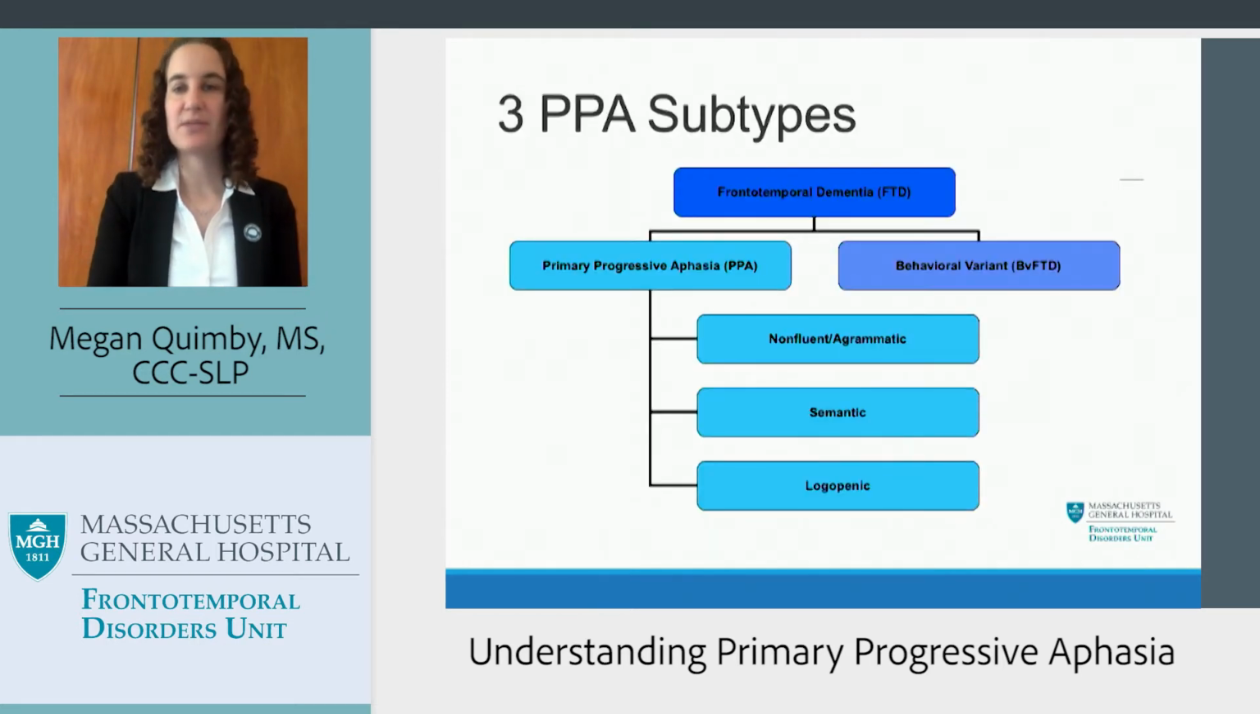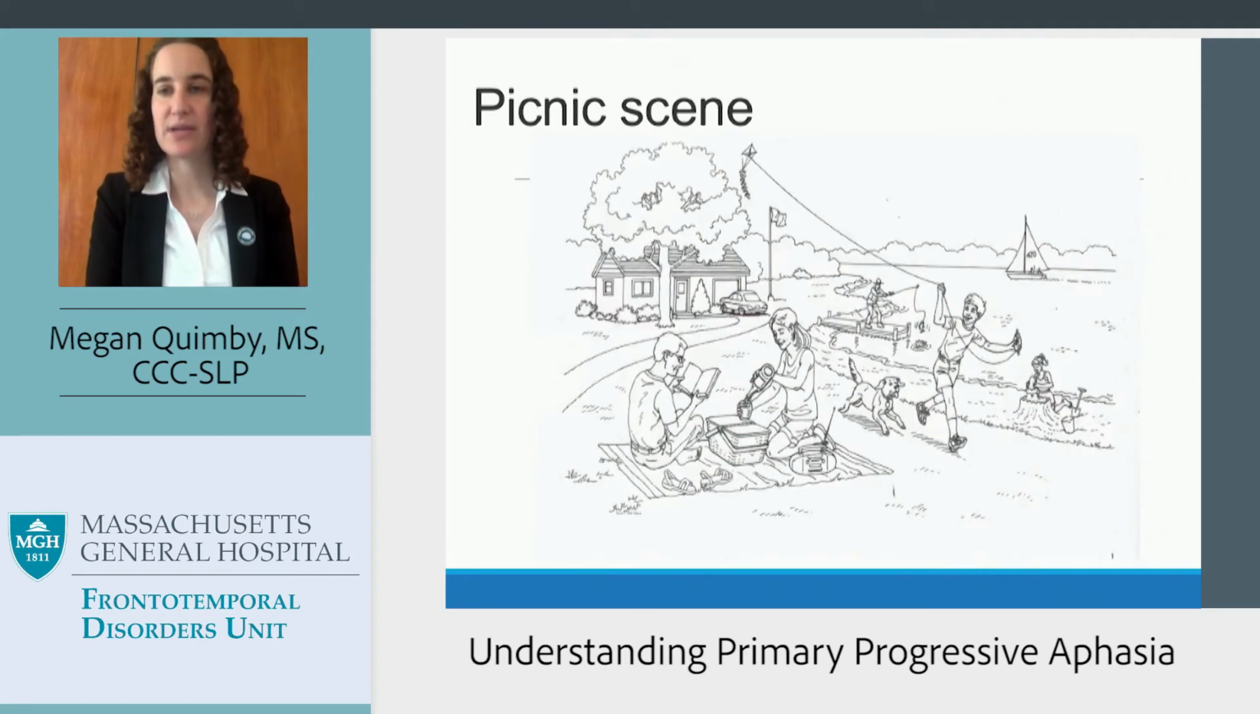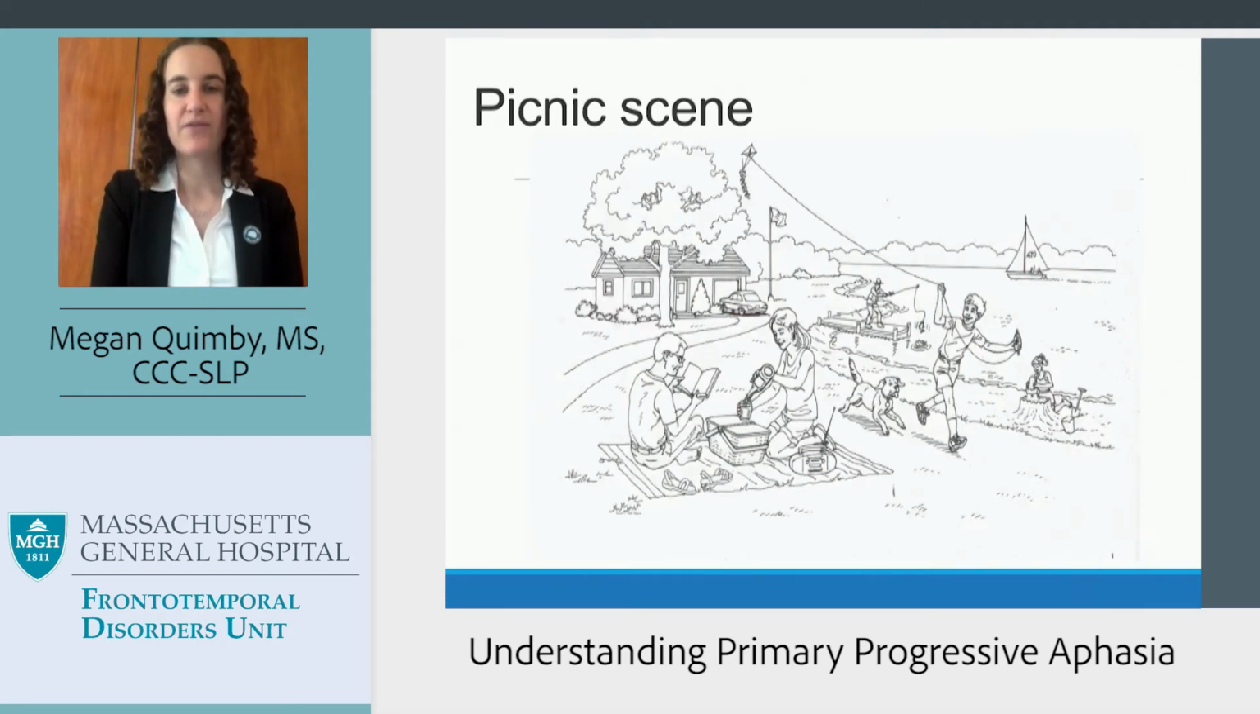The three subtypes of PPA that I'll be discussing today are the Nonfluent or Agrammatic subtype, the Semantic subtype, and Logopenic. As I discuss these three subtypes of PPA, I'll provide audio samples of patients describing this picnic scene, so keep this picture in mind as I go over the three variants of PPA.